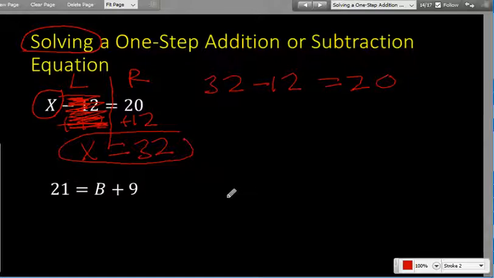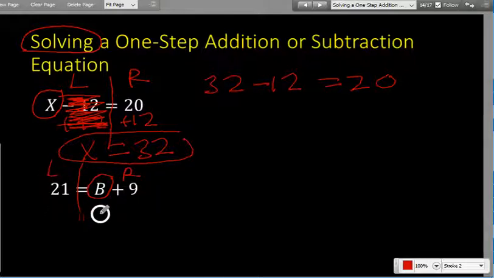Okay, let's look at the next one. 21 equals b plus 9. So if we want to solve this equation for the b, we're trying to figure out what can we plug in for this b that will make it true. We follow our process of isolating our variable by using inverse operations. So this time, our variable is on the right side of the equation.